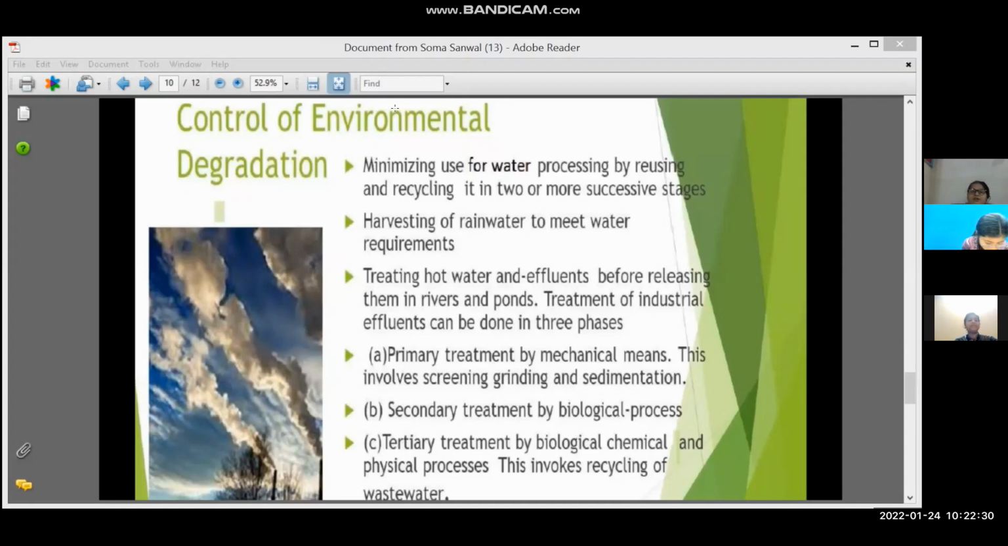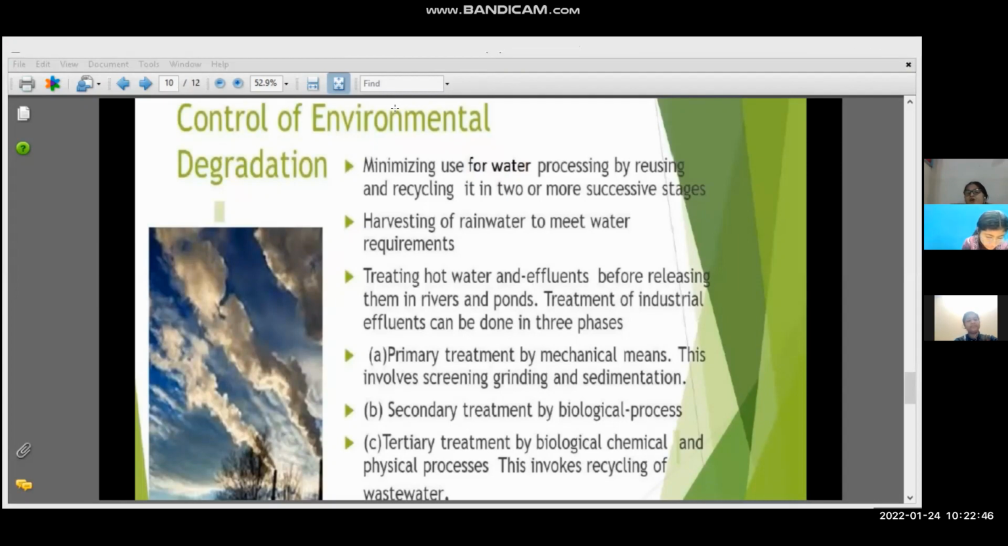Again, the water that we require for the processing, we can fulfill this requirement from rainwater harvesting. We can collect rainwater and put it to different industrial uses.